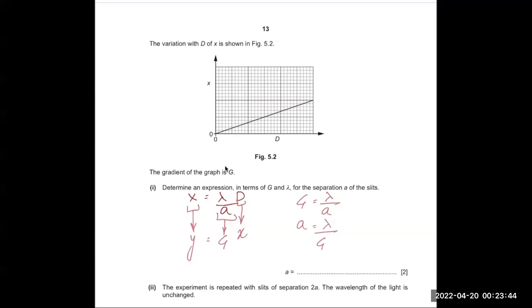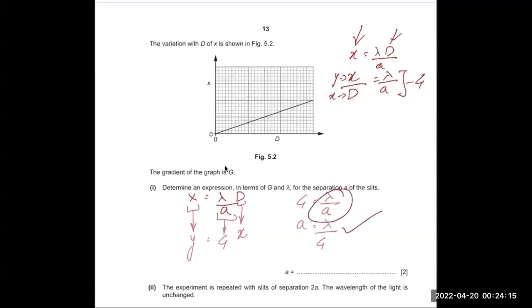Or you may do it using this technique, which is basically somewhat similar, lambda d over a. You may say that gradient is y over x. Change in y upon change in x. This is our y, this is our x. Y over x is x upon d. Y over x, which is equal to lambda over a. This here is our gradient. You'll get the same answer. Gradient is equal to lambda over a. So a is equal to lambda over g.